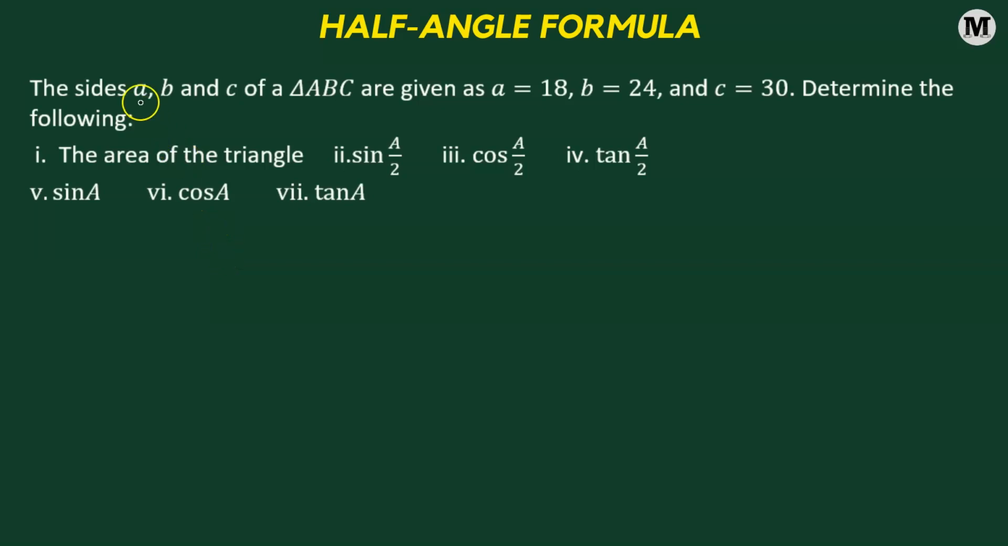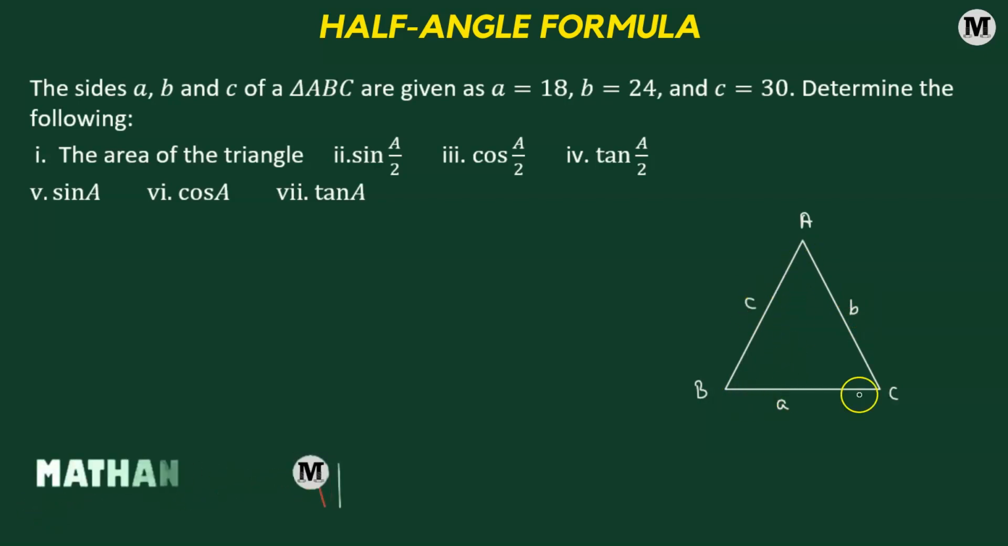So here we have the sides a, b and c of a triangle ABC given as a equals 18, b equals 24 and c equals 30. This means that for the triangle ABC, if we consider the letters a, b and c in lowercase, these are going to represent the sides BC, CA and AB of the triangle ABC respectively. Or we can say these are the sides opposite to angles A, B and C.